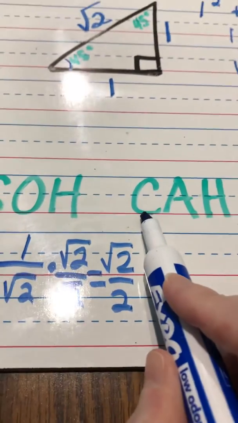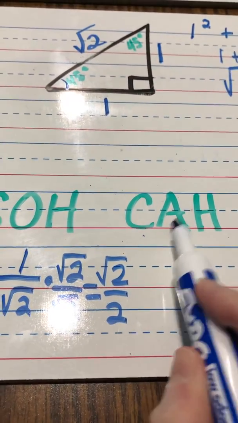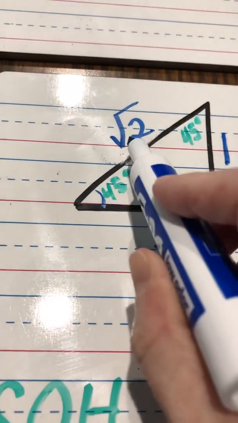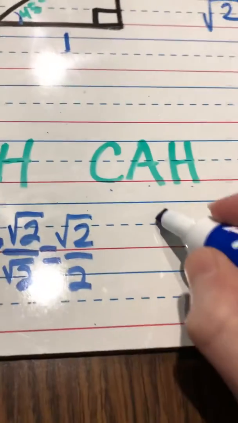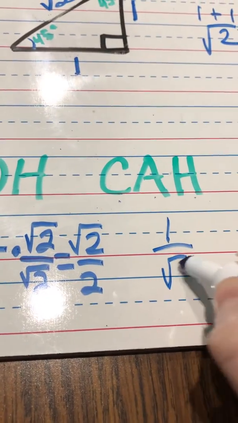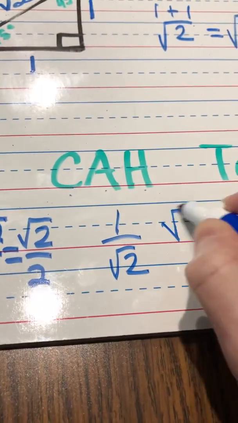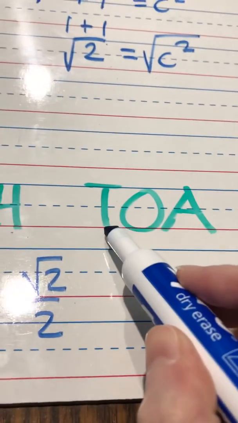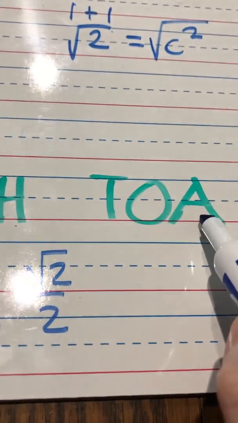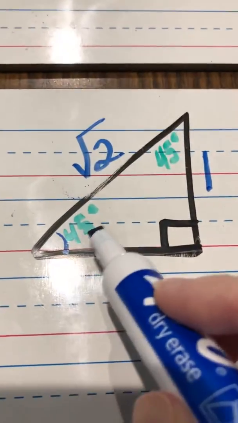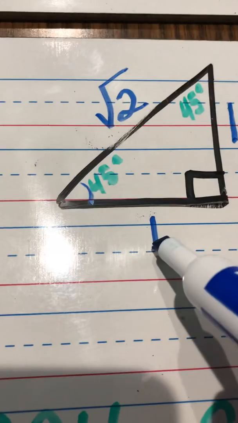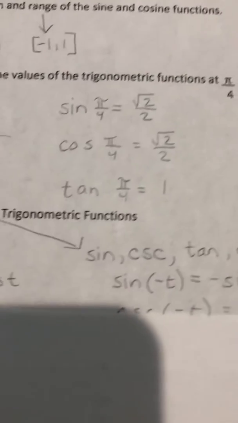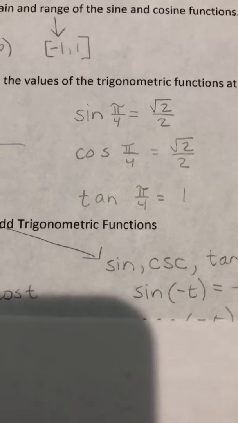If I want the cosine of 45 degrees, I'm going to take the adjacent over the hypotenuse. Adjacent over hypotenuse, it's the same thing. 1 over radical 2, which after I rationalize the denominator becomes radical 2 over 2. If I want the tangent, it's the opposite over the adjacent. So if I want the tangent of 45, it's the opposite over the adjacent. 1 divided by 1 is 1. So that's where I'm going to get these values here.